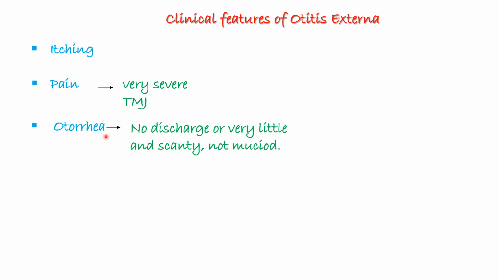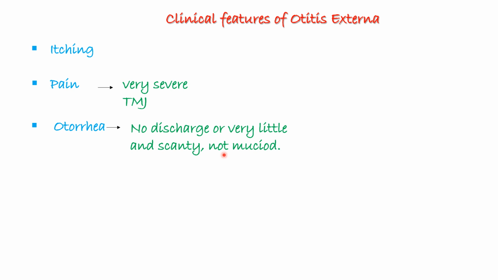Clinical features of otitis externa: we have itching. The patient will have itching in the external auditory canal, and pain in the external auditory canal. This pain is very severe and sometimes may be referred to the temporomandibular joint. Otorrhea is the production of discharge from the external auditory canal. Usually there is no discharge, and if it is present, it is very little and scanty. This is a key distinguishing factor between otitis externa and otitis media.